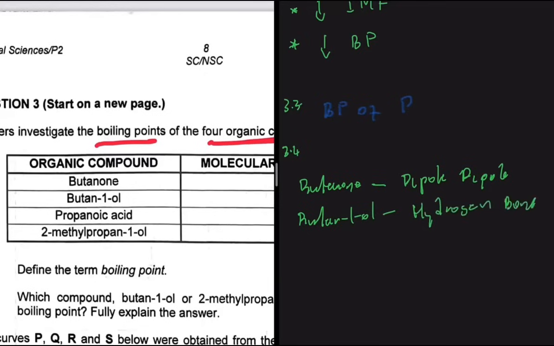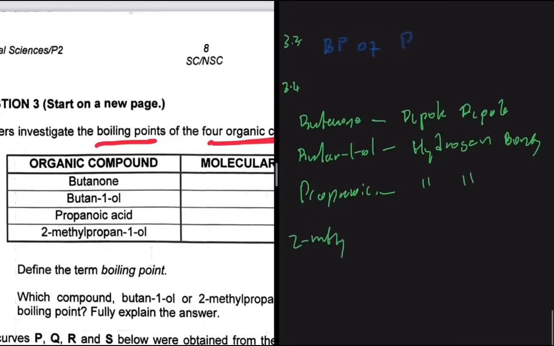So we have hydrogen bonding. And then propanoic acid. What is the intermolecular force in propanoic acid? It is hydrogen bonding, but then it's two sides compared to butan-1-ol with only one side. So we also have hydrogen bonding here. But then the hydrogen bonding in propanoic acid will be much stronger than the hydrogen bonding in butan-1-ol. Because in propanoic acid, we have two sides of hydrogen bonding.